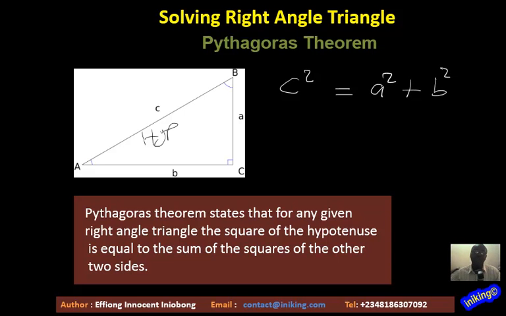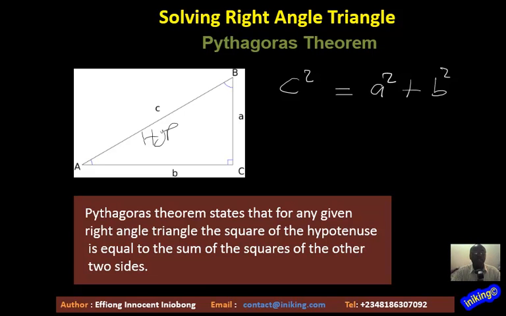Please, let's take note of the convention we are using here. You can see the side labeled small letter c is facing angle C, which is the uppercase letter, that's capital. Small letter a is the length of the side facing angle A, and small letter b is the length of the side facing angle B. The angles are indicated with uppercase, that is capital letters, while the sides are indicated with small or lowercase letters.